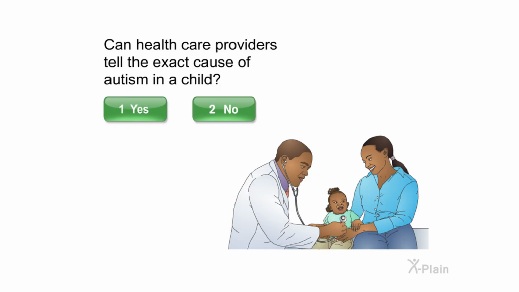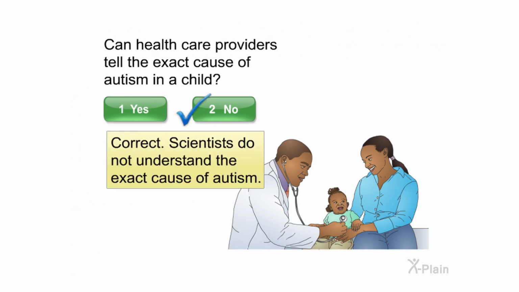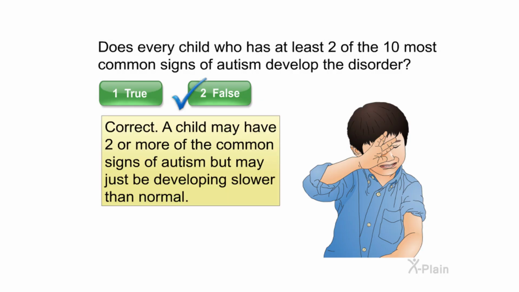Can healthcare providers tell the exact cause of autism in a child? Select yes or no. Correct. Scientists do not understand the exact cause of autism. Does every child who has at least 2 of the 10 most common signs of autism develop the disorder? Select true or false. Correct. A child may have 2 or more of the common signs of autism, but may just be developing slower than normal.